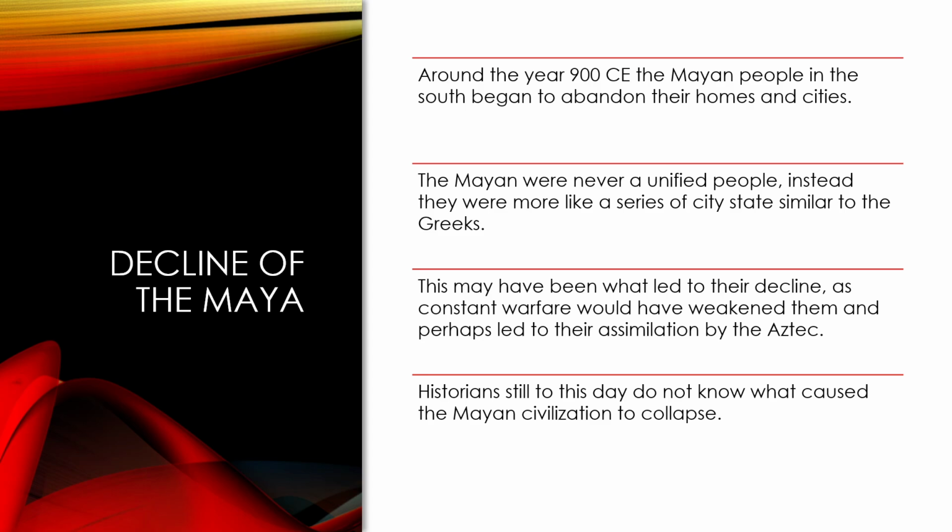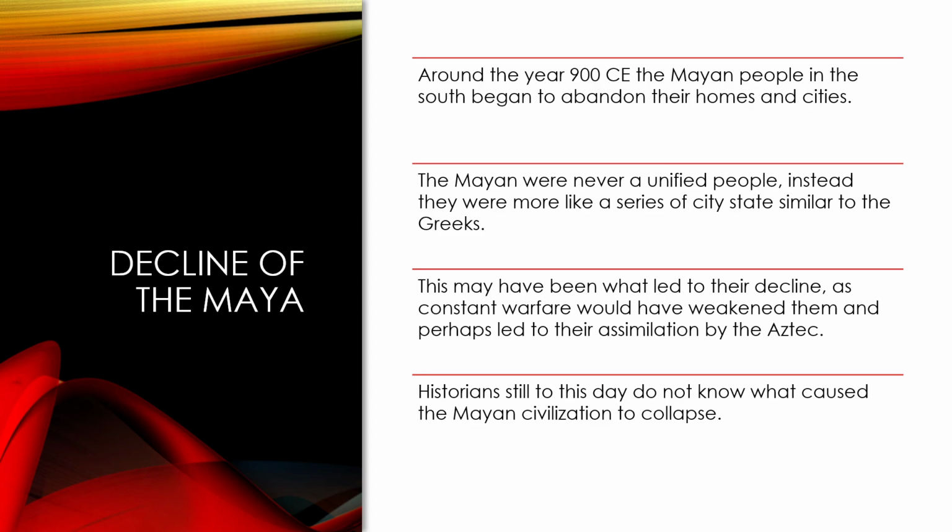We think the same thing is what was going on with the Maya. We know that they were not unified, and so we think that one of the reasons perhaps that the people began to abandon their homes is because after constant fighting for hundreds of years, the people became weaker and weaker. They weren't able to defend themselves from external threats, and so they were trying to get away from those potential threats, other civilizations that were getting more powerful. So this might be one reason why they were fleeing, because constant warfare would have weakened them.